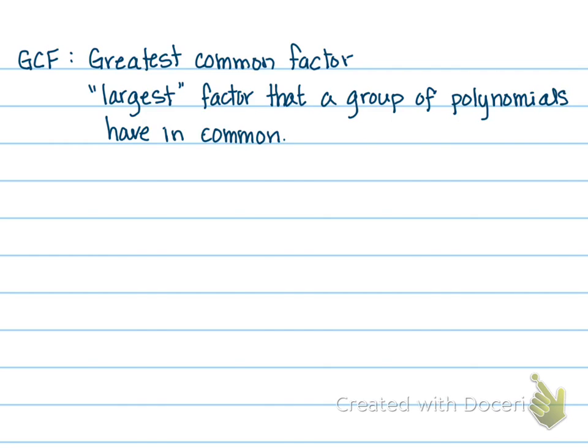Because we're talking about monomials and not just numbers, we sort of have to think about what we mean by largest. So numerically, we want the biggest coefficient possible. And then in terms of the variable factor, we want it to have the highest degree possible.